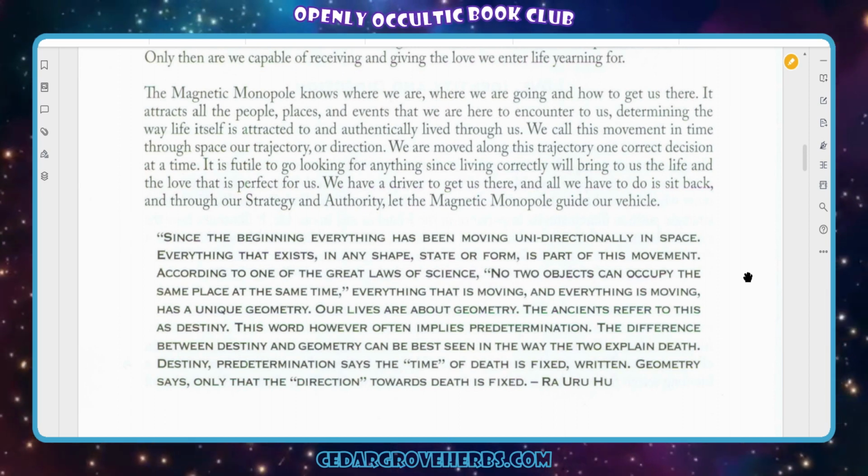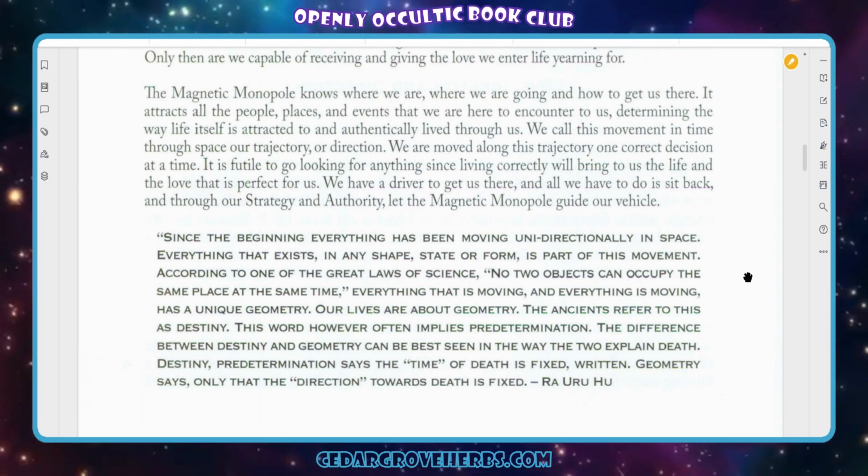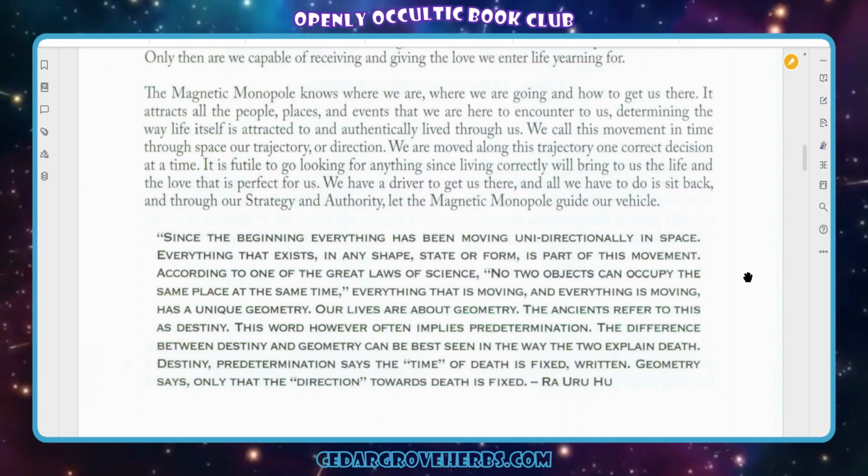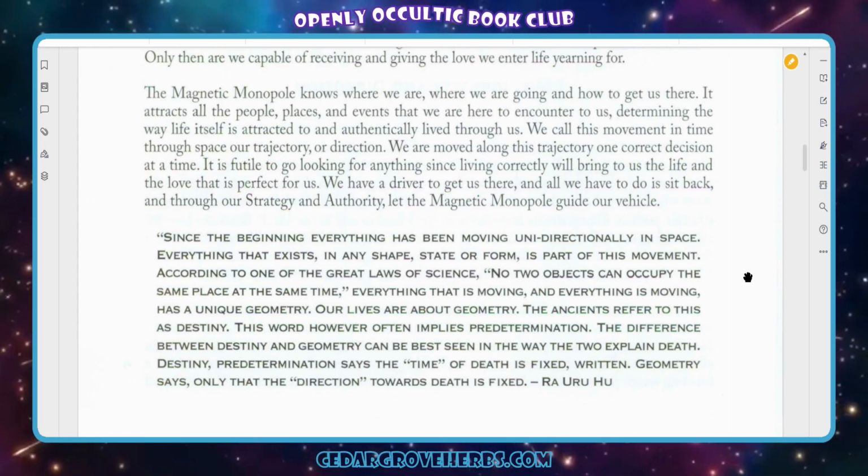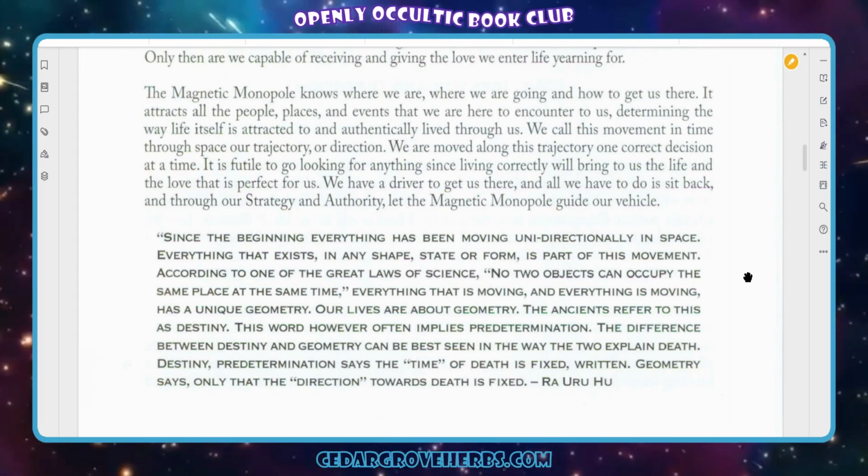We have a driver to get us there, and all we have to do is sit back and, through our strategy and authority, let the magnetic monopole guide our vehicle.